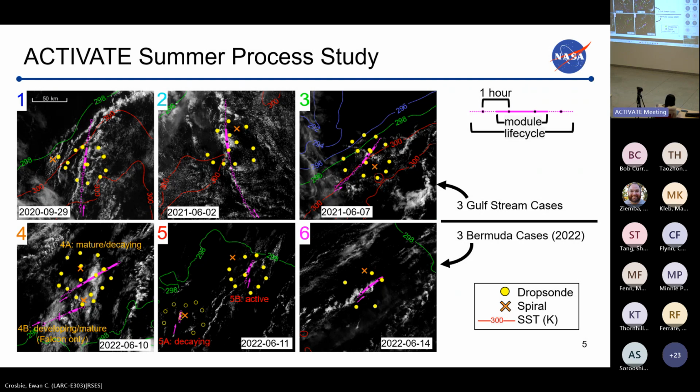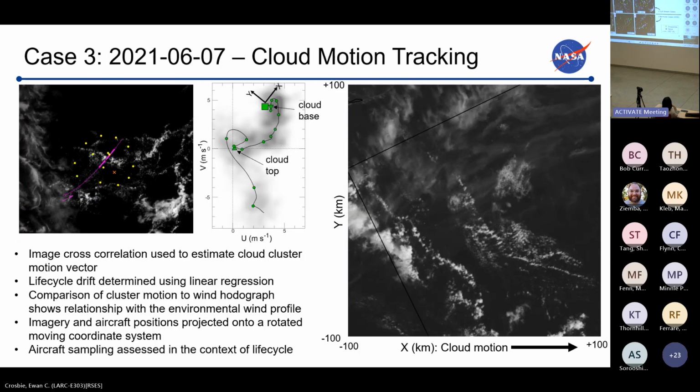Worth mentioning is that on cases 4 and 5, we actually did 2 full modules in case 5, and in case 4, the Falcon had time to do a second round of cloud sampling just to the south. So they're 4A and 4B, 5A and 5B.